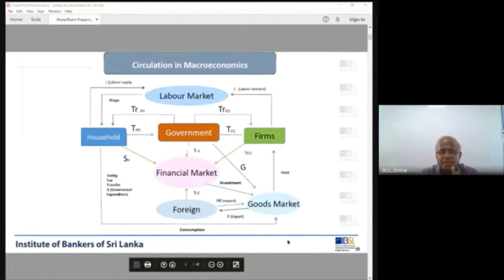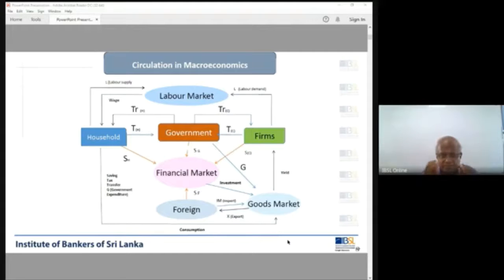Now this household, government and firms, we said there are about 5 million households. Firms take decisions with regard to the allocation of resources by using the demand and supply forces, market forces. Now we said government is one entity. Government cannot use demand and supply, market forces to allocate its resources.